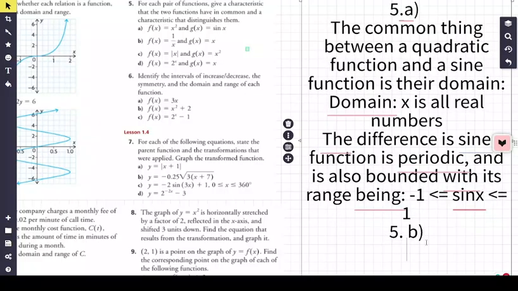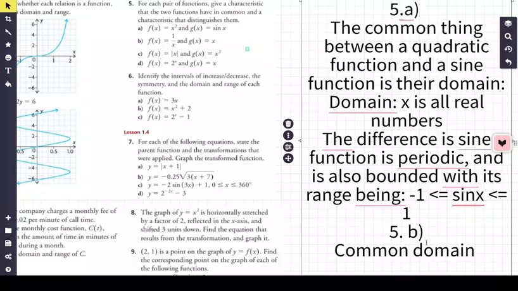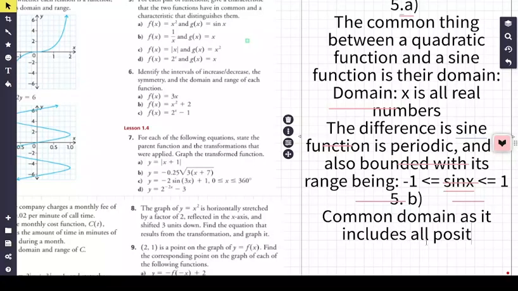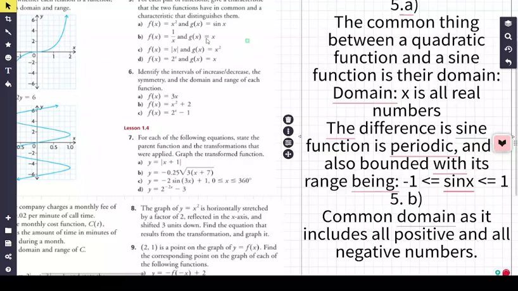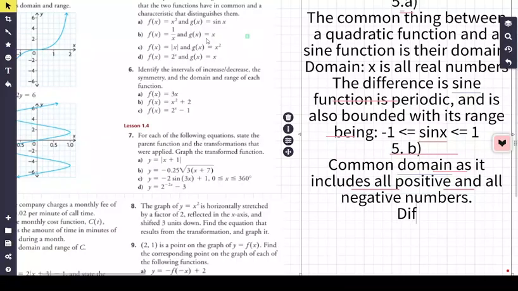Let's talk about something. Common domain. The common domain thing is that they both include positive and negative numbers. The domain includes all positive and all negative numbers. Both of them include both. But because 1 over x is such a unique function, there's so many things we could tell. There are more differences than commonalities, obviously, for this one.